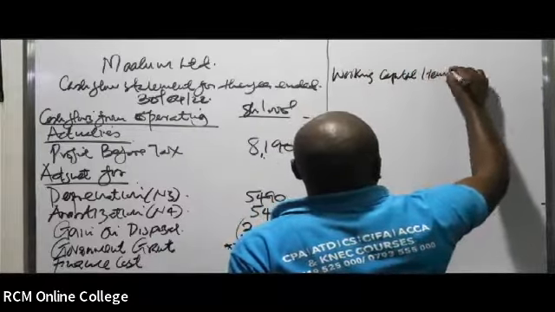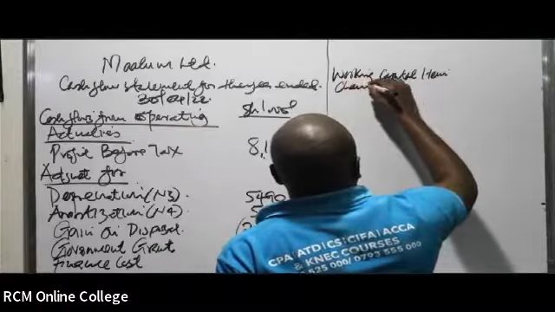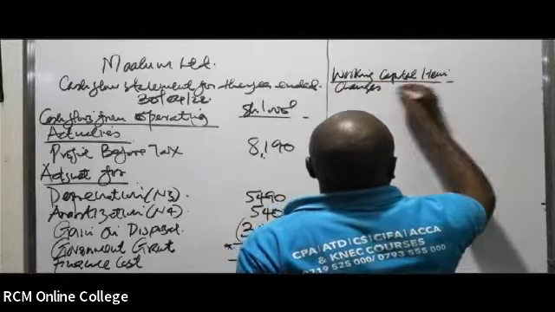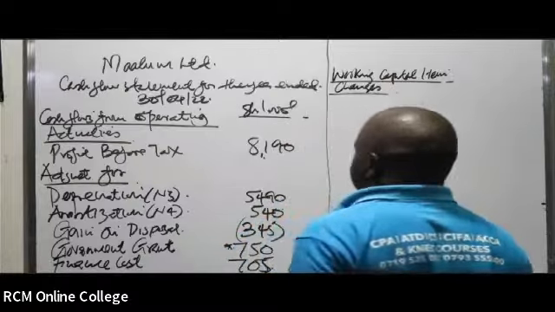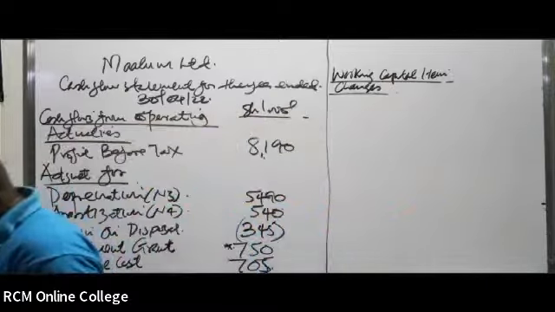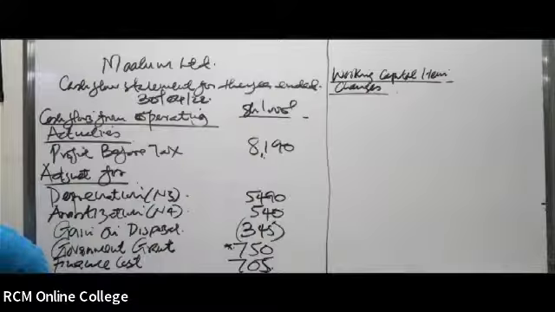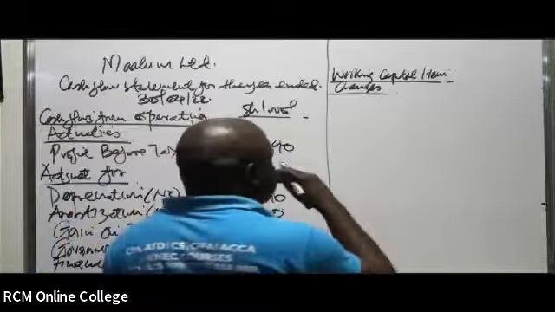Capital item changes. So the working capital item changes, we can consider them. In this case we have trade receivables, inventory, and trade payables. For the inventory, there was an increase, and also for the receivables, there was an increase. So in this case, we'll deduct both of them.